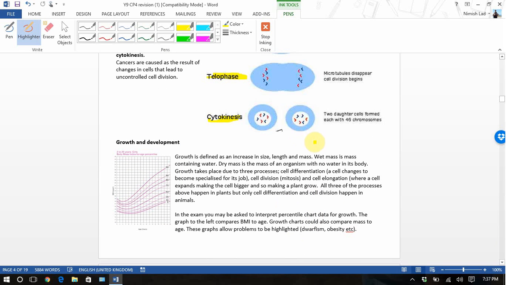So wet mass is mass containing water, and dry mass is mass of an organism with no water within it. So three processes take place whenever growth is happening.